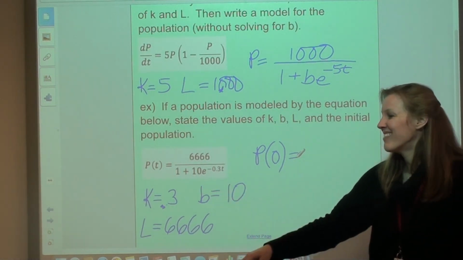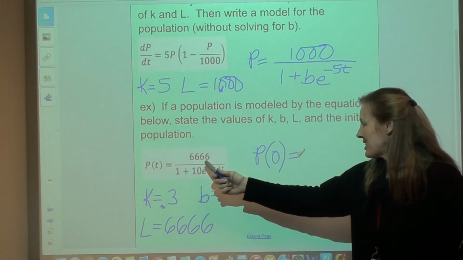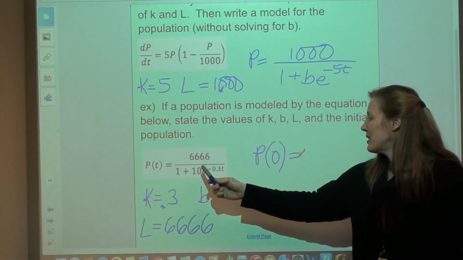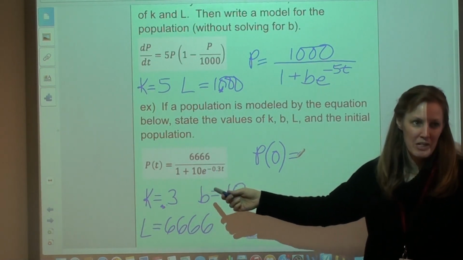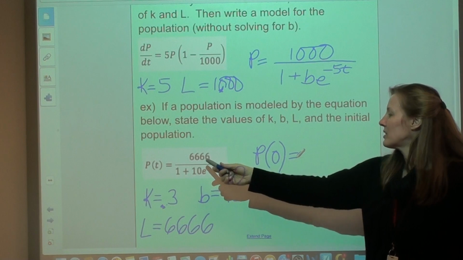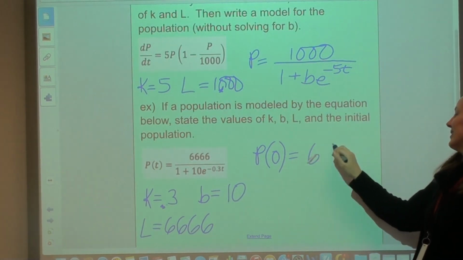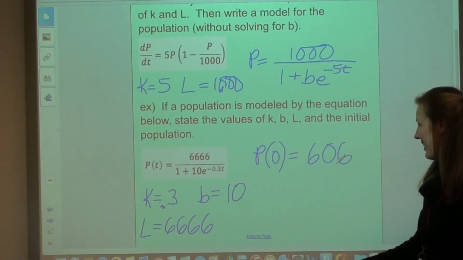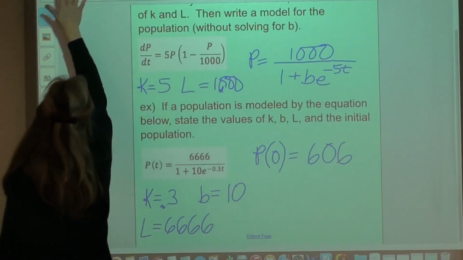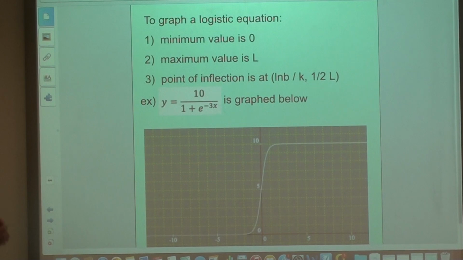So P of 0 is 6, 6, 6, 6 divided by 1 plus 10 e to the 0, which is just 1 plus 10, which is 11. Does anyone know what 6, 6, 6, 6 divided by 11 is? 606. Apparently so. Okay, good. All right, let's just talk graphs for a minute.